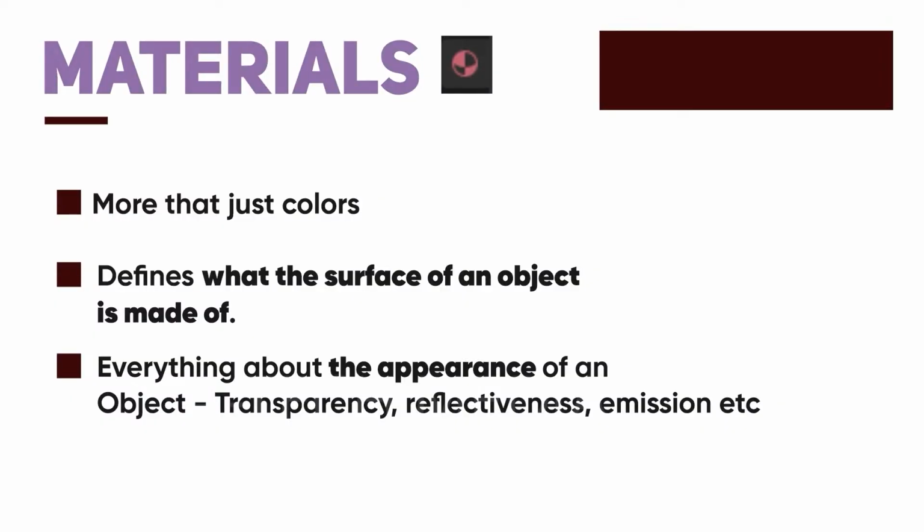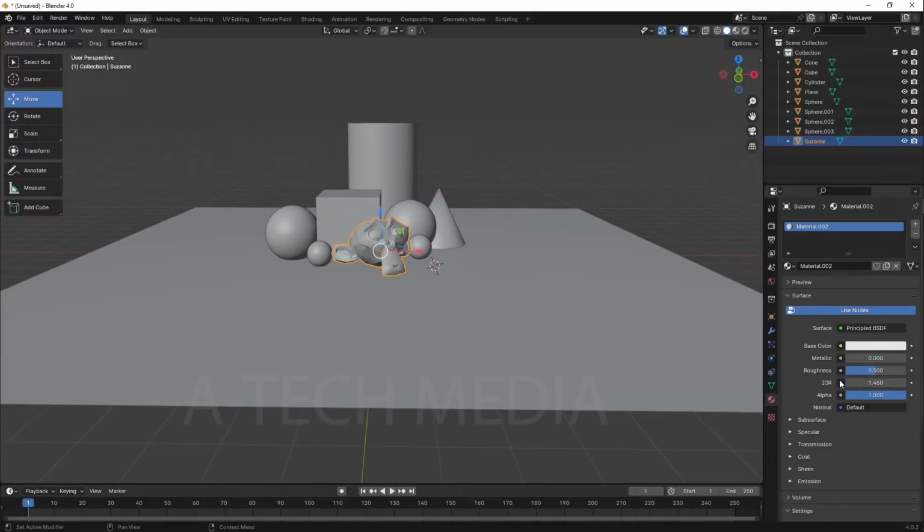And that's because materials define more than just color. Like I said earlier, it defines the appearance of an object, but it also defines what the surface of an object is made of. It also affects how shiny the surface is, how metallic it is, how transparent it is. So it's not just color. So that's why it's called material.